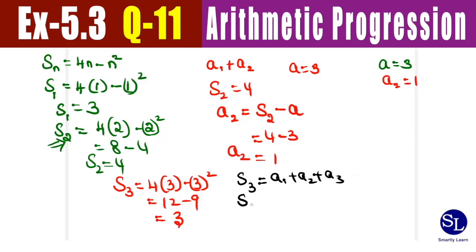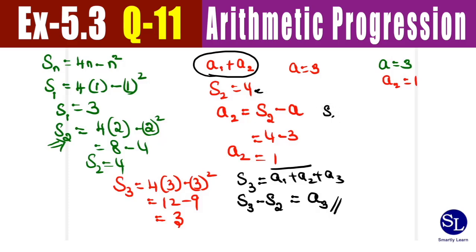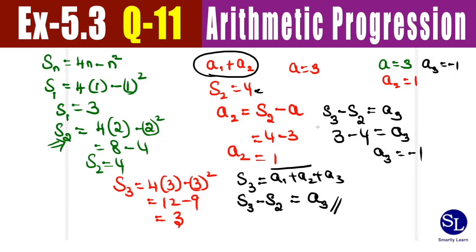So if I subtract S3 minus S2, I will be getting the value of A3. Why? Because S2 already is the sum of A1 and A2. So if I subtract S3 and from that S2, I will be getting the value of A3. So S2 is already 4. So S3 is 3. So S3 minus S2 is equal to A3. So S3 value is 3, 3 minus 4. This is A3. So A3 is equal to minus 1. So we found the value of A3 to be minus 1.